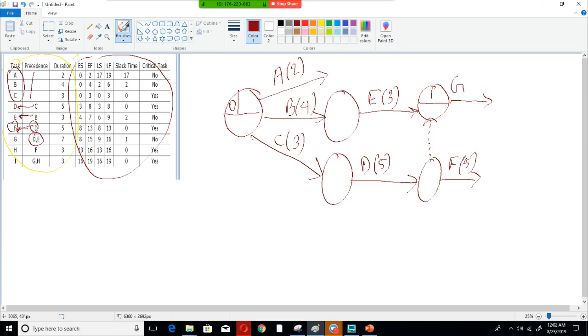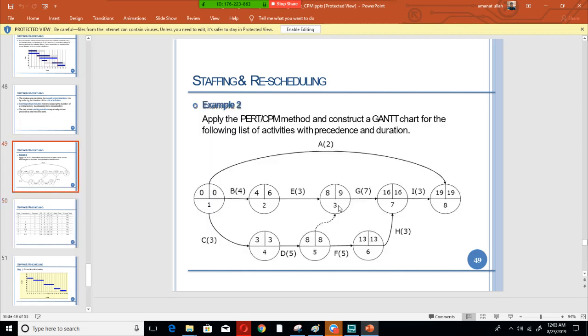If G was only dependent on D, then the case would have been different. There won't be this dotted line. But as G is dependent on both E and D, and F is also dependent on D, there will be this dotted line. You can also see from the example in the slide. Let me show you. There is this dotted line from D to G. Okay, so moving on.